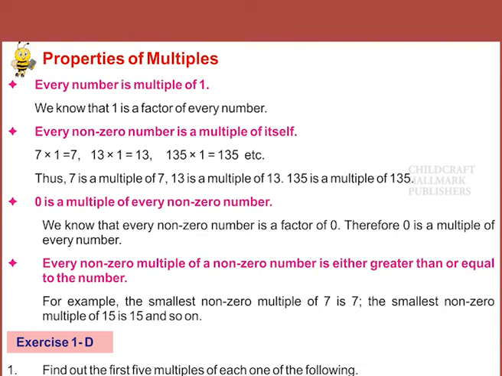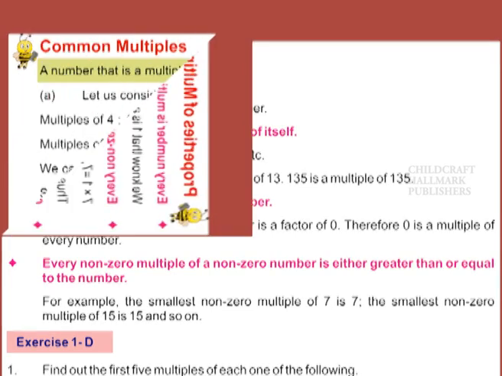0 is a multiple of every non-zero number. We know that every non-zero number is a factor of 0. Therefore, 0 is a multiple of a number. Every non-zero multiple of a non-zero number is either greater than or equal to the number. For example, the smallest non-zero multiple of 7 is 7. The smallest non-zero multiple of 15 is 15, and so on.